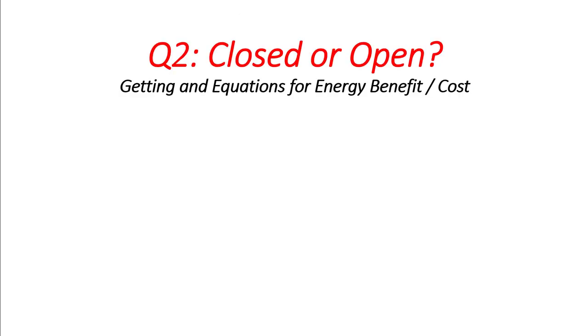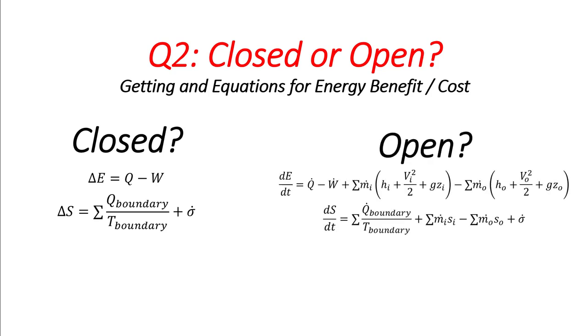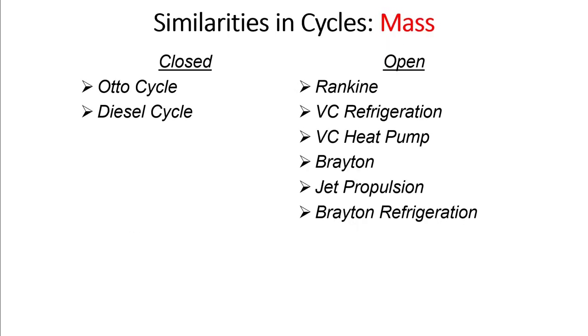Next, I look at my cycles and I say, are they open or are they closed? This is important because in a closed system, I have one set of equations for the first and second law, and in an open system, I have a different set of equations. Closed systems that you might encounter in an introduction to thermodynamics class include the Otto cycle and the diesel cycle. So these are internal combustion engines. Remember, they're not really closed systems, but we model them that way. And then open systems are things like Rankine cycles, refrigeration cycles, heat pumps, Brayton cycles, jet propulsion, and Brayton refrigeration.